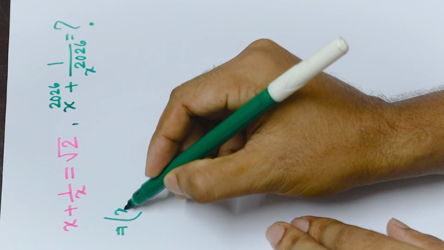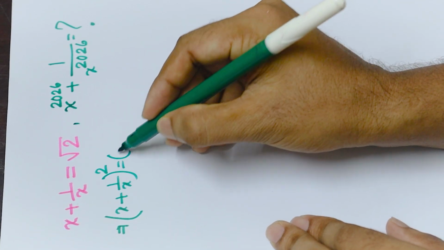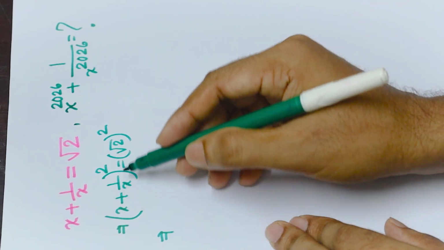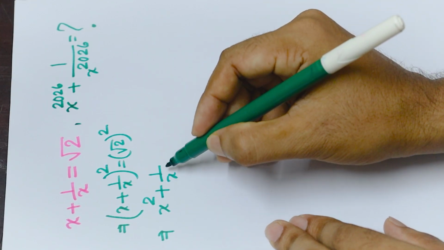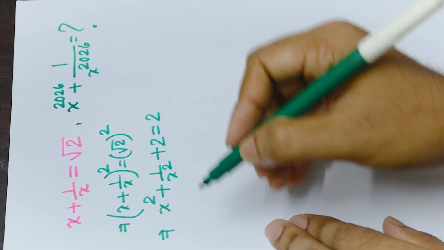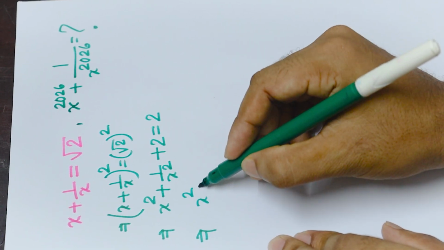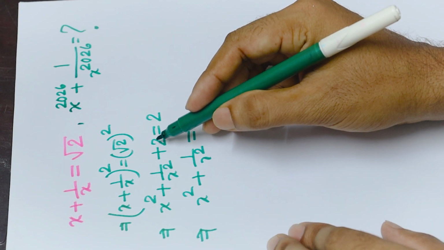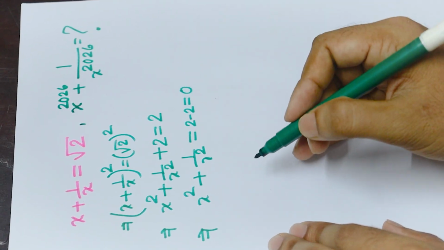Square on both sides. By squaring, it's going to be x squared plus 1 over x squared plus 2 equals 2. So x squared plus 1 over x squared, transfer 2 to the right side, and it's going to be 2 minus 2, which is 0.